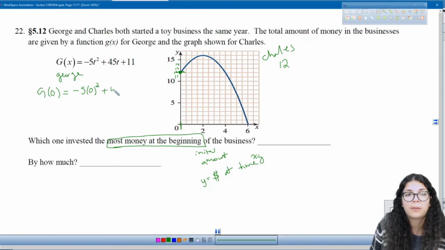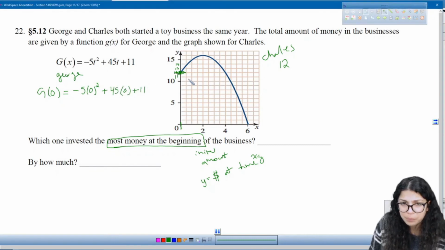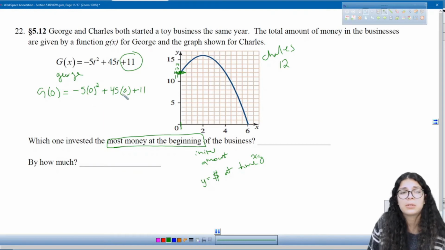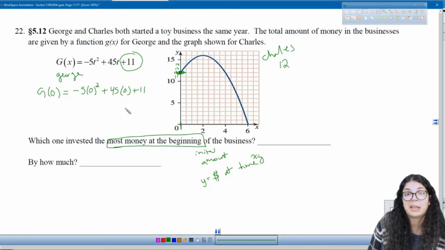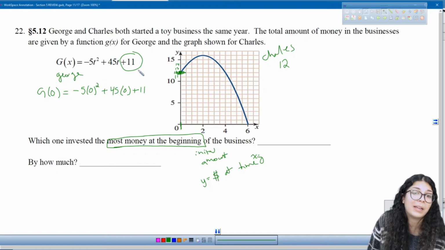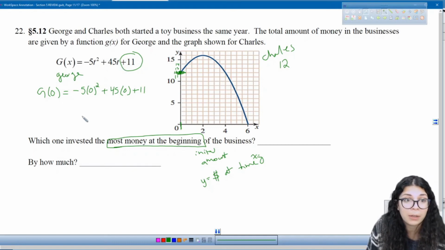Now, I could solve for this and do all the math, but the y-intercept at time 0 in standard form is just the c value. So yeah, I could do 0 squared is 0, 0 times -5 is 0, 45 times 0 is 0, 0 plus 0 plus 11 is 11. But that just took me like 30 seconds that I could have saved, right? Whereas if I know that from standard form, the y-intercept is the c value, there you go, I already know that for George, that is 11.